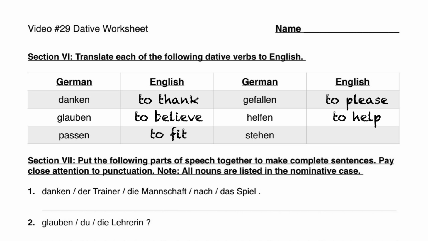Helfen is to help, and that one is also dative. And then, of course, we have the word stehen, which is to stand. It's also like if something is looking good on you, das steht dir gut, that looks good on you, that would be stehen, and it's in that form. It's not always dative. Sometimes it's just not used with an object at all, as in ich stehe hier, I'm standing here. But if it's used with an object, then it's going to be used with a dative object.